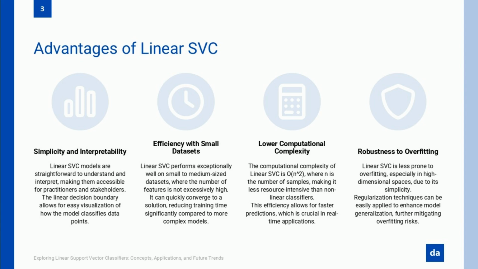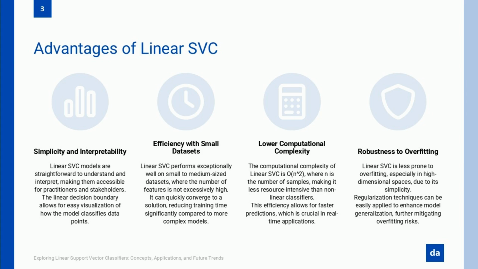When it comes to data, less is more. Linear SVC thrives on small to medium-sized datasets, working exceptionally well when the number of features isn't overwhelming. It's like solving a puzzle with just enough pieces. It doesn't overcomplicate things. This efficiency translates to reduced training times, helping you get from data to decisions faster than more complex models.